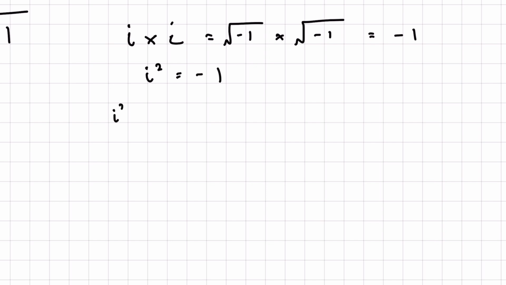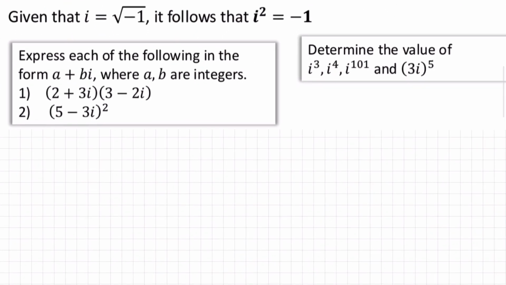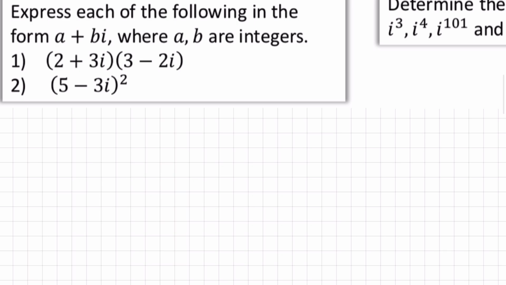So i squared times i squared would get us i to the power of 4, and that would be -1 times -1, which is +1, for example. So let's have a look at some questions. So i squared is -1. Express each of the following in the form a plus bi. So question 1.